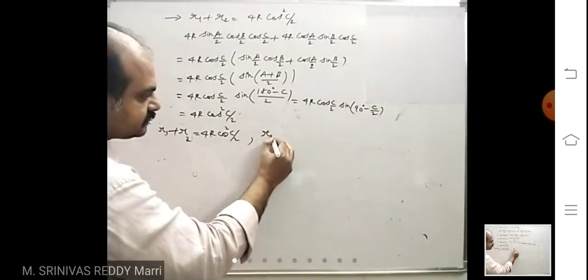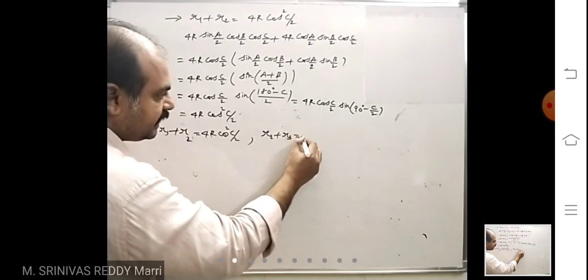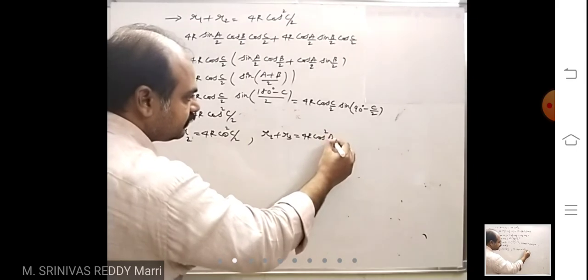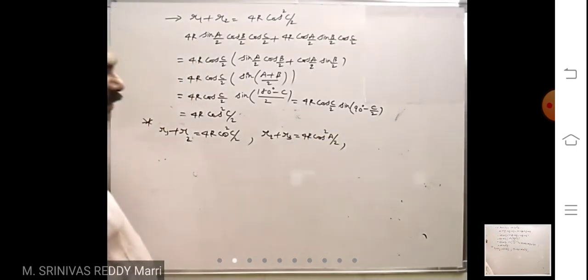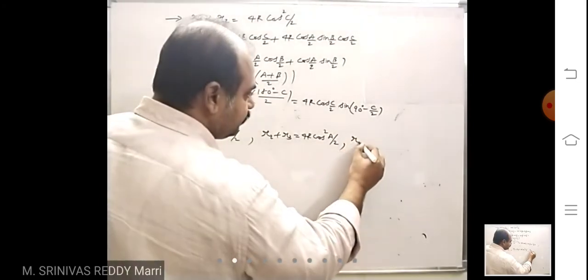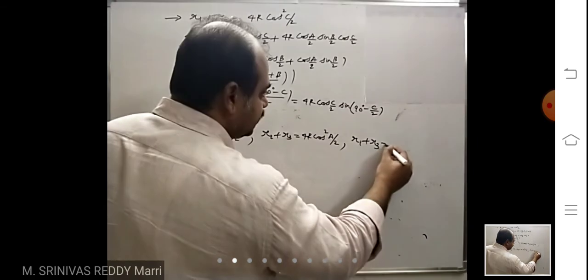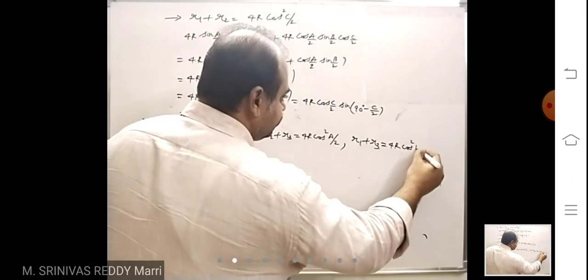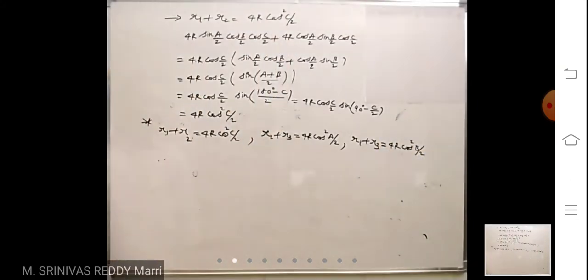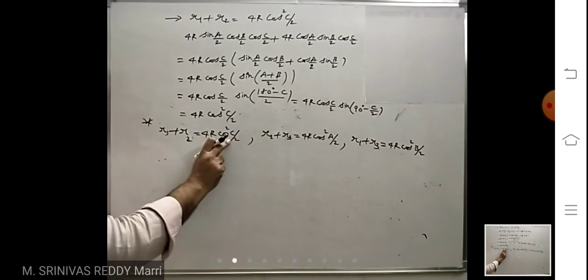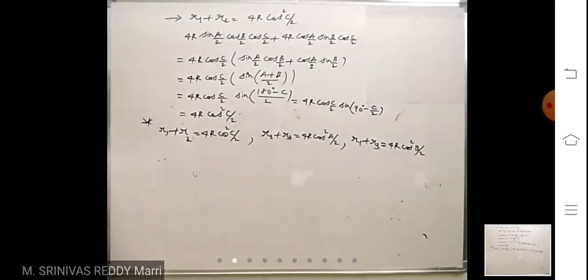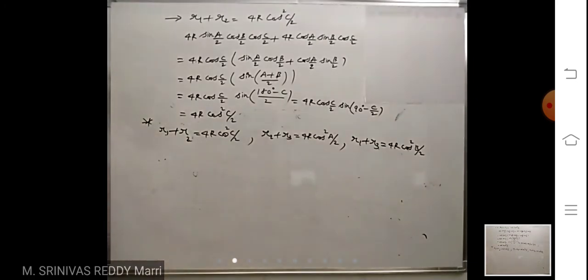Similarly, if R2 plus R3 is there, the first angle you will get: 4R cos square A by 2. Suppose R1 plus R3 is there, you will get 4R cos square B by 2. So these are the three results. R1 plus R2 you will get C by 2, R2 plus R3 you will get A by 2, R1 plus R3 you will get B by 2. These are the three results you have to remember.